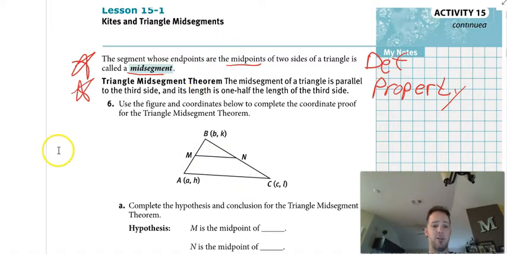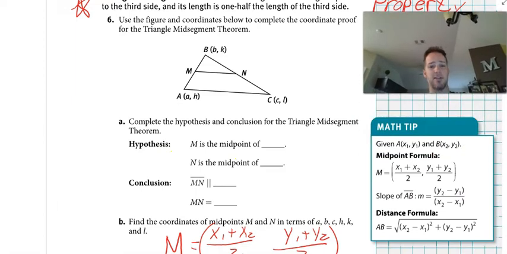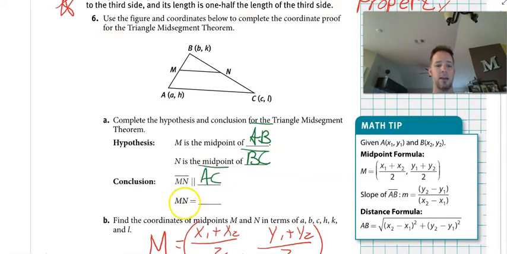We're going to do a little bit on this one. We're going to skip some, and do a little bit just so we can actually get to the practice here. So, complete the hypothesis and conclusion of the triangle midsegment theorem. Hypothesis: M is the midpoint of AB. N is the midpoint of BC. Then MN is parallel to AC, and MN is 1/2 of AC.